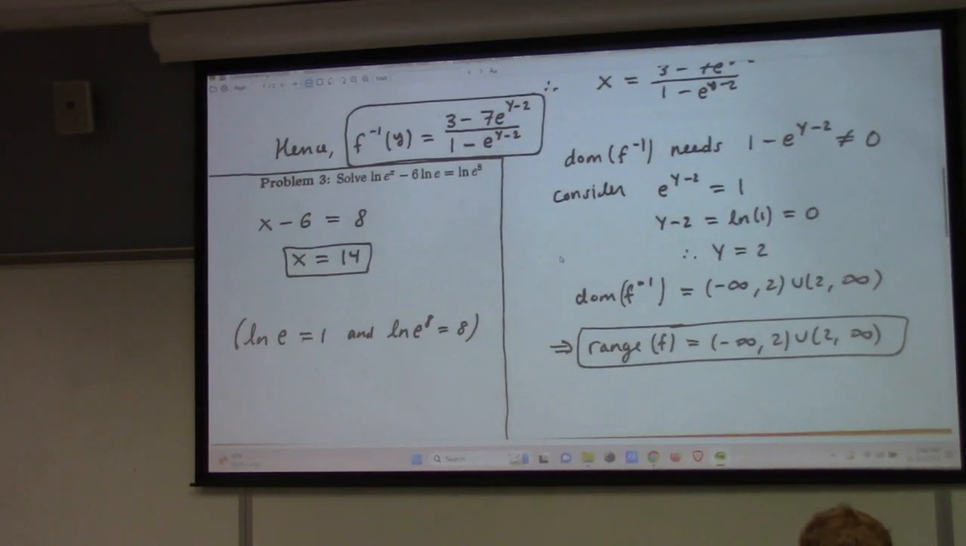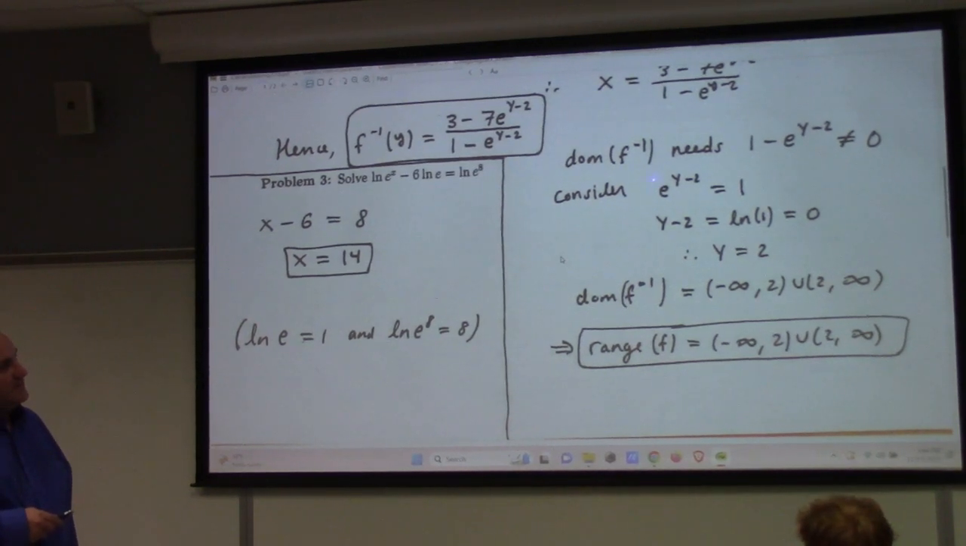Anyway, problem 3 is actually super easy, because natural log of e to the x is x, and natural log of e is 1, so that's just minus 6, and natural log of e to the 8 is 8. So problem 3, you get x equal to 14. I hope you guys got that. Do you guys get that? Anybody?